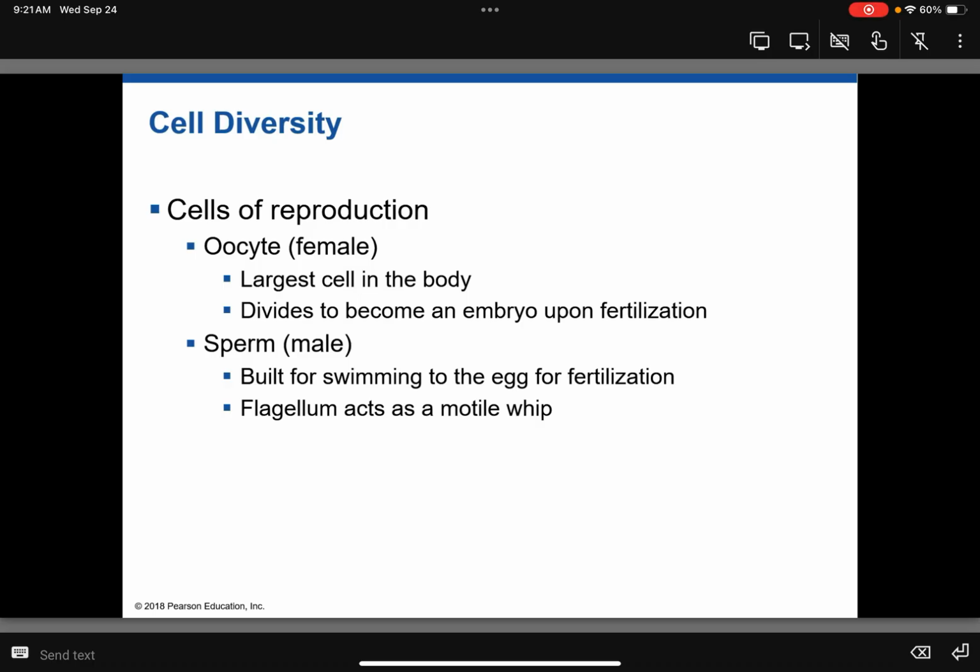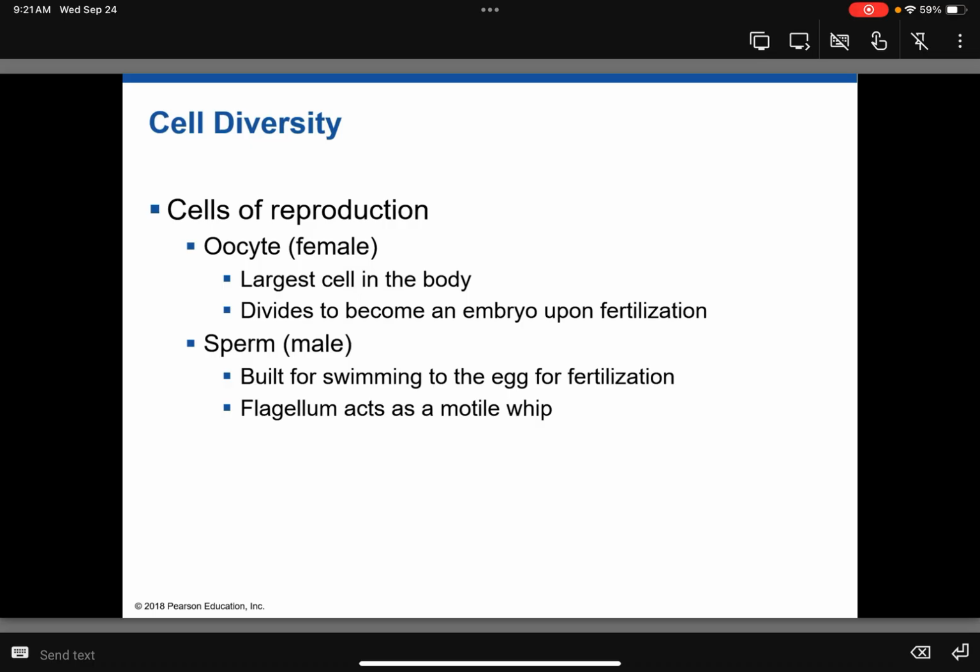Reproductive cells. Females produce oocyte, which is the egg. It is the largest cell that human bodies have. And will divide and become an embryo upon fertilization.